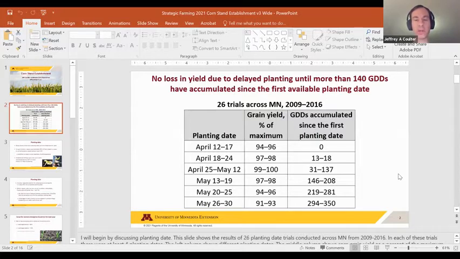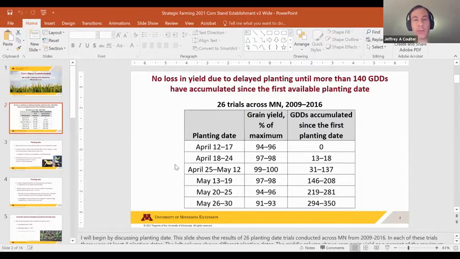This slide shows the result of 26 planting date trials that have been conducted across Minnesota from 2009 to 2016. In each one of these trials, there were at least four planting dates. In this table, the left column shows the different planting dates, and we had 4 to 6 planting dates per trial. I broke the planting dates down in this left column so that we could look at the effects on yield. The middle column is grain yield, represented as a percent of the maximum. And the right-hand column is the number of growing degree days that have been accumulated since the first available planting date.